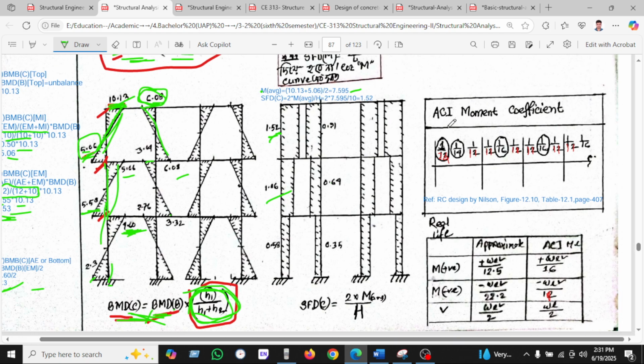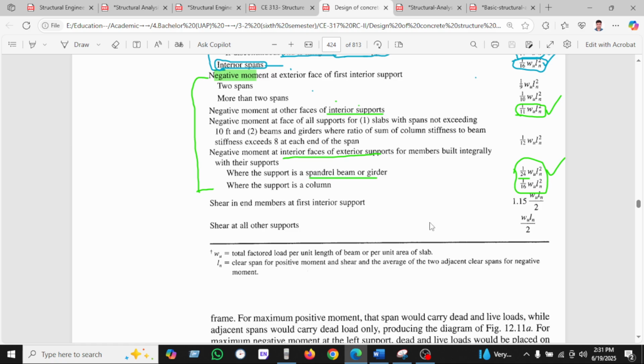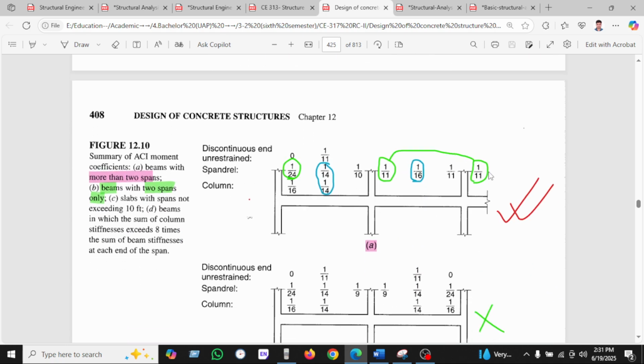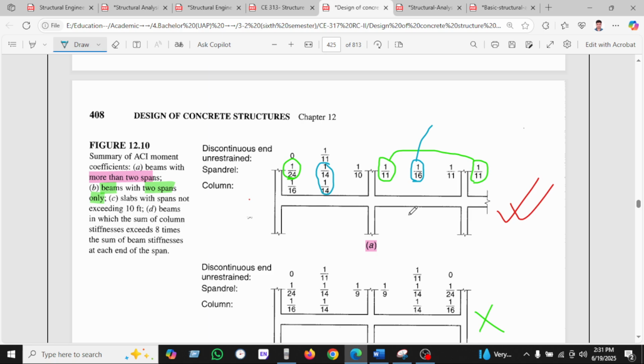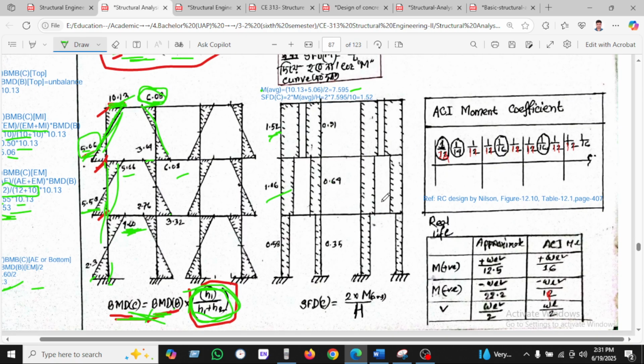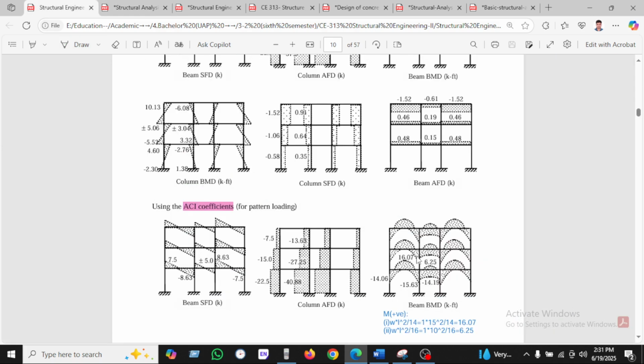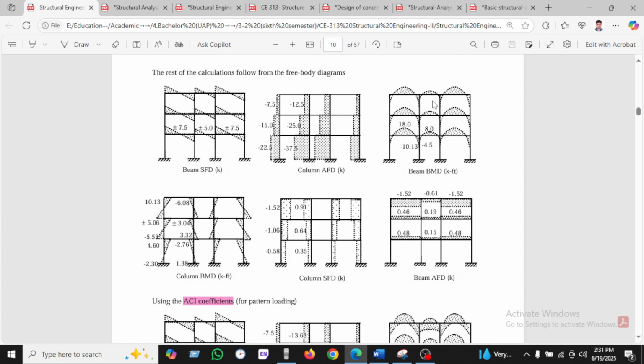After that we can see the ACI moment coefficient, as we go to Hibbeler's book. Then at first I want to draw the positive moment, which is 1 by 16 and 1 by 14 for exterior, and interior 1 by 16. And the negative moment will be for interior 1 by 11 and 1 by 11, and for exterior 1 by 12. So in this way we can calculate here.